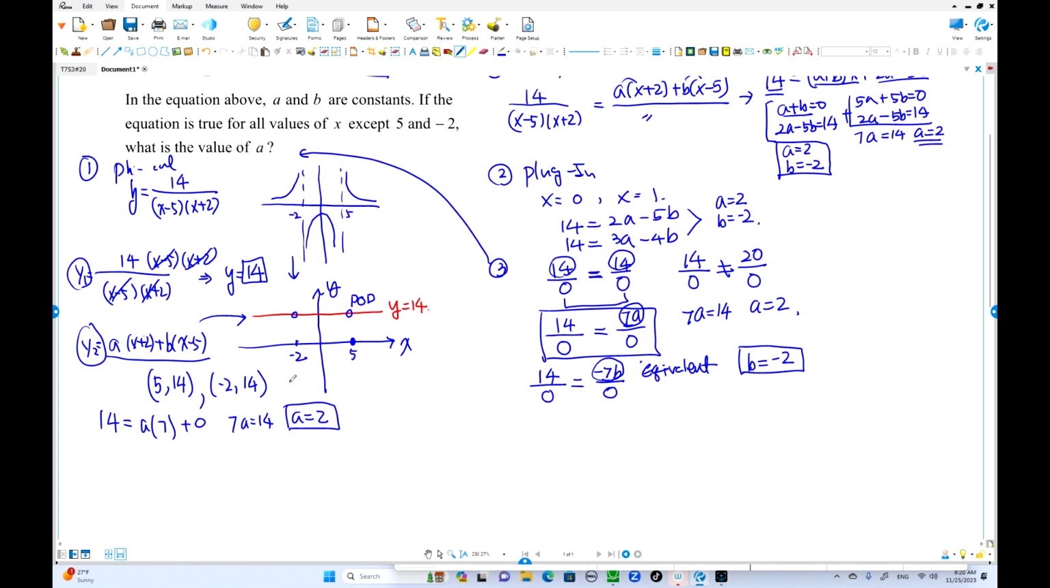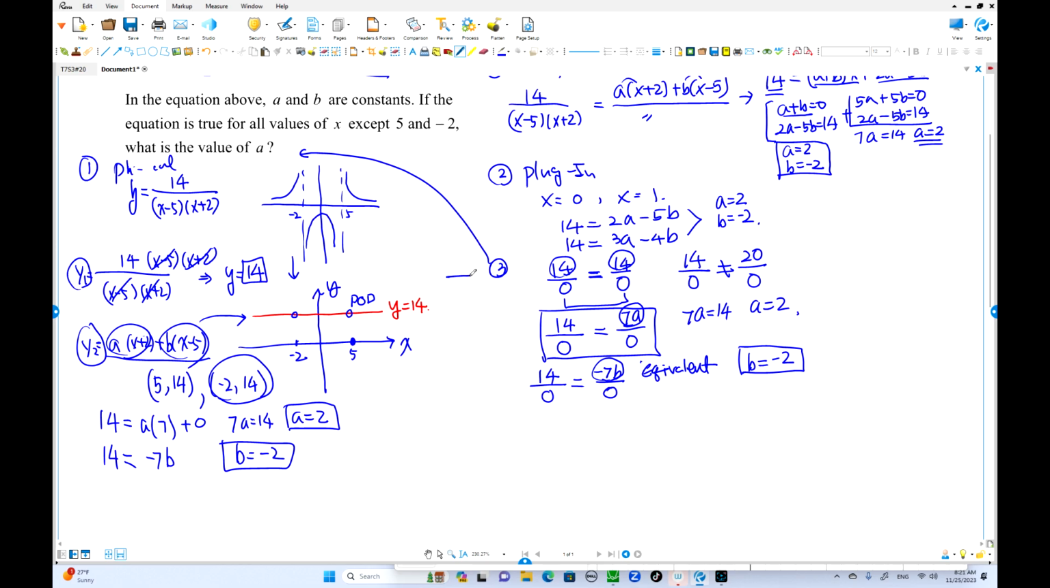Another one is when you can also use this POD, okay? When x is negative 2, y is 14. With x equal to negative 2, the a term goes to 0 and the other one is negative 7b, okay? From here we can find b equals negative 2. Using the POD, okay?